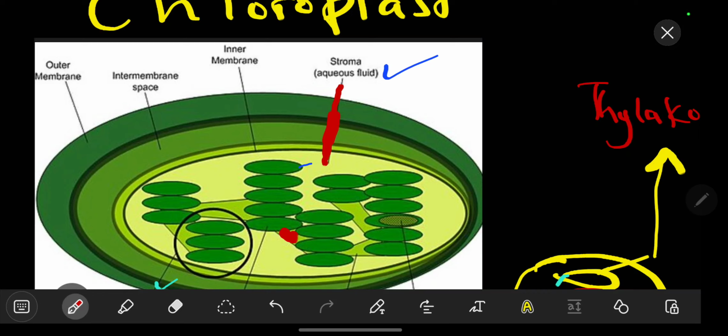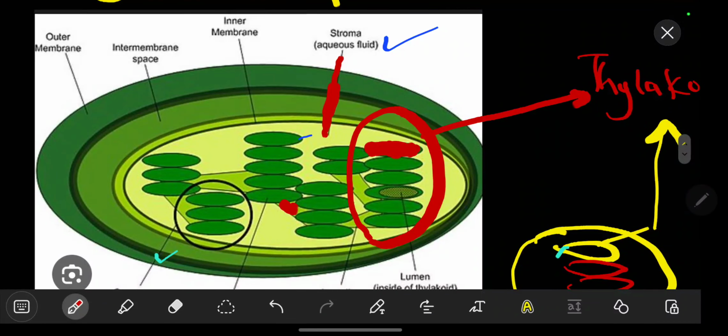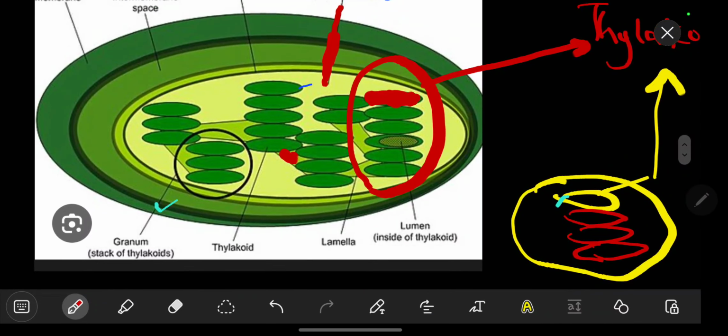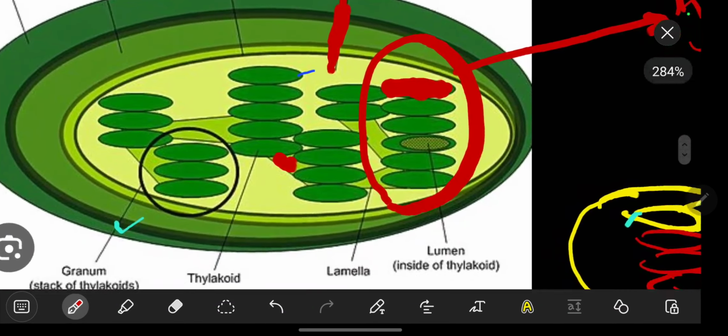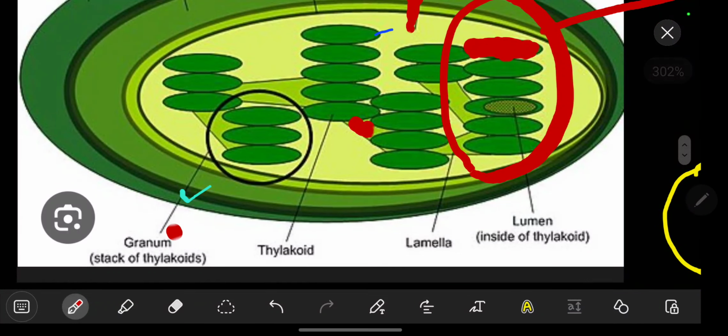Then we have this structure. When we just have one of these, we are going to call it the thylakoid. So this is the thylakoid, one of these. When they are stacked together, we are going to call that a granum. Granum is singular. So as you can see, let me zoom this. We have the granum, which is this one, which is a stack of thylakoid. So thylakoid is just one thing, then this whole thing is the granum.